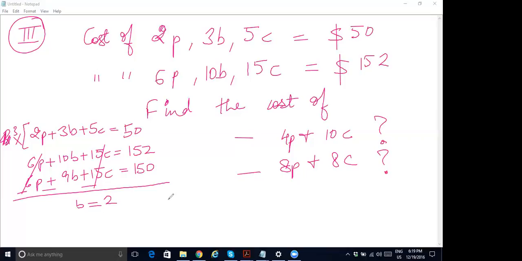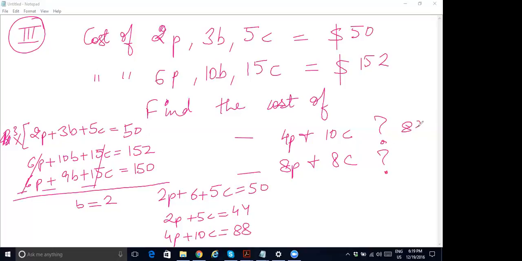Since b is equal to 2, in the first equation, 2p plus 6 plus 5c is equal to 50. So 2p plus 5c is equal to 44, and multiplying by 2, we get 4p plus 10c is 88. Now that means the first part is done. What about the second part?